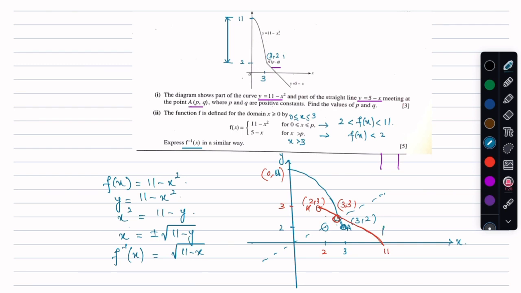So this is the inverse function graph, f inverse x, and this was the function from 0 till 3. So what I have seen here is that all the x values are lying on the positive side of the x-axis. Therefore, f inverse x shall be equal to positive under root 11 minus x, to give all the positive values of x here.